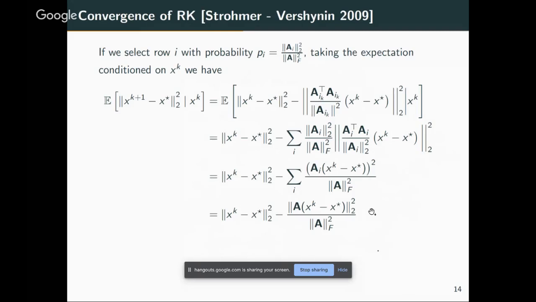So now if we want to write something, we can bound this term from below so that we get an upper bound on this expected error by using just the minimal singular value of the matrix A. Are there any questions so far on the convergence analysis?